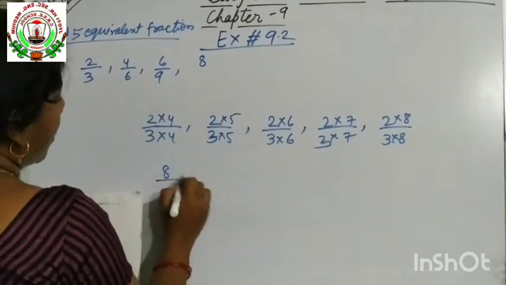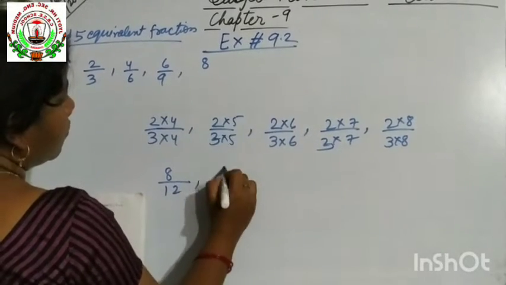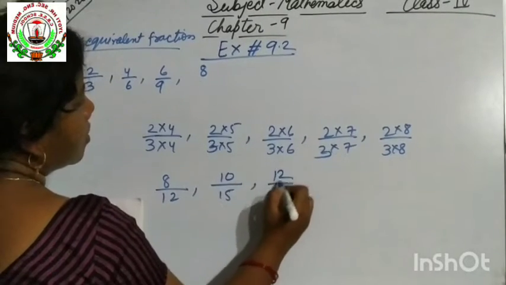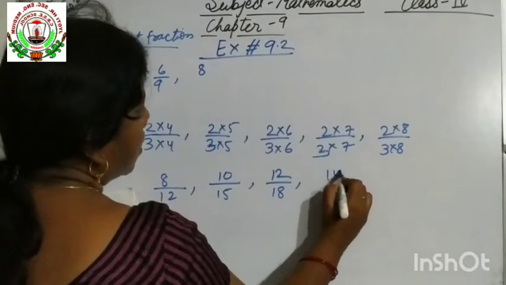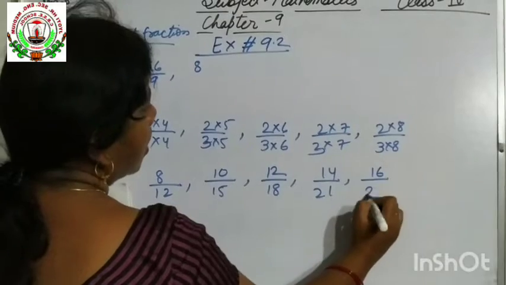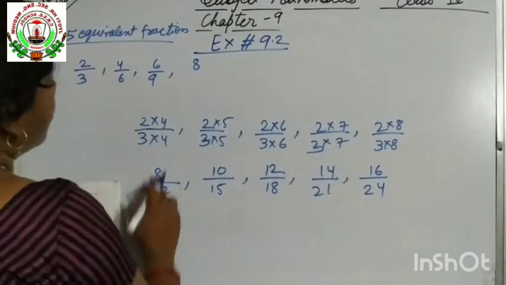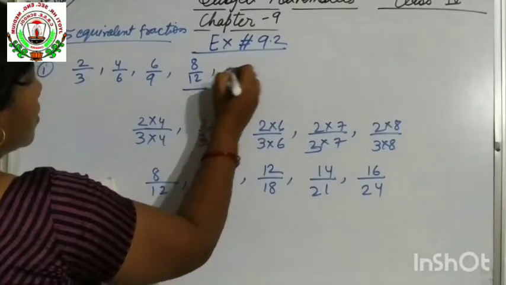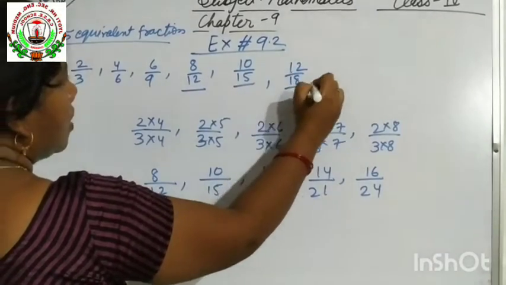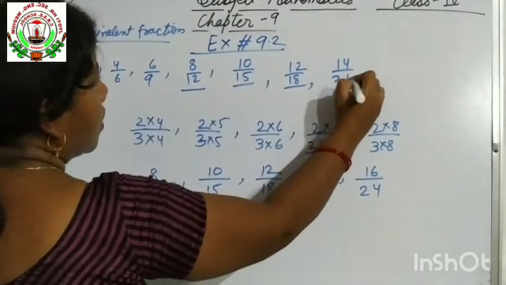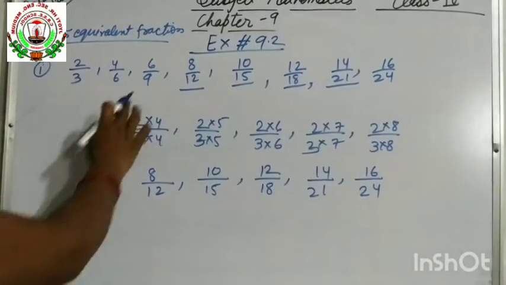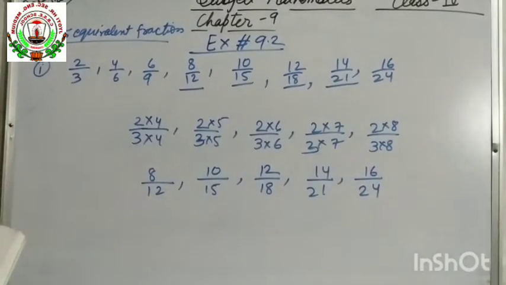Now 2 4 ja 8, 3 4 ja 12, 2 5 ja 10, 3 5 ja 15, 2 6 ja 12, 3 6 ja 18, 2 7 ja 14, 3 7 ja 21, 2 8 ja 16, 3 8 ja 24. So what numbers are coming here? 8 by 12, then 10 by 15, then 12 by 18, then 14 by 21, and last is 16 by 24. So these are the 5 equivalent fractions. Understood?